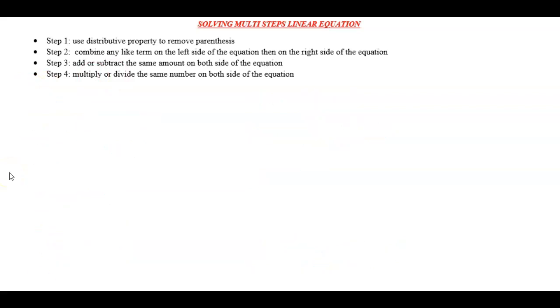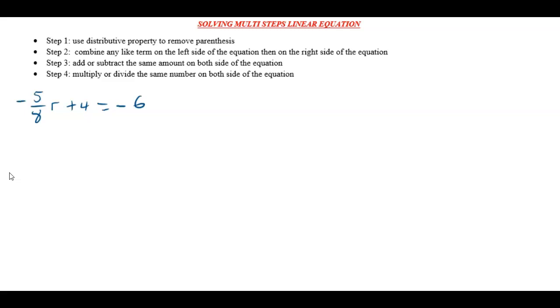Example 3. You have negative 5 over 8 r plus 4 equal negative 6. First step is to check if there are any parentheses. Left side, no parentheses. Right side, no parentheses. So we don't have to worry about that.